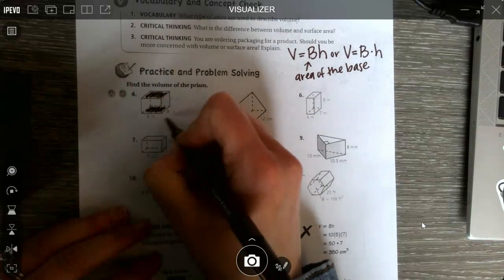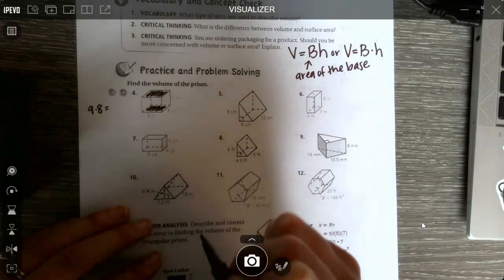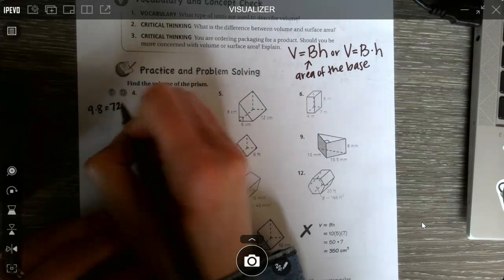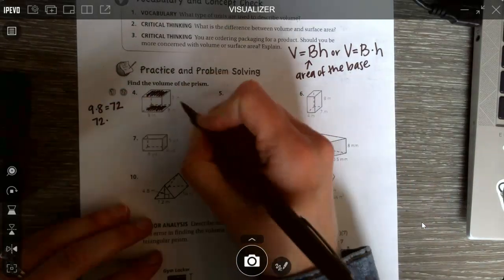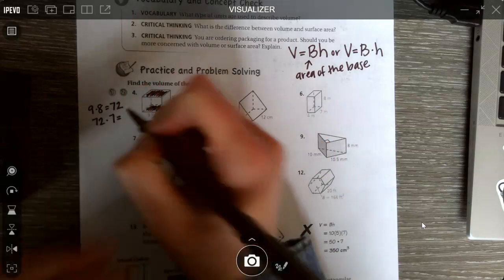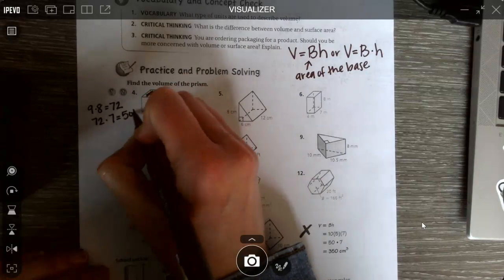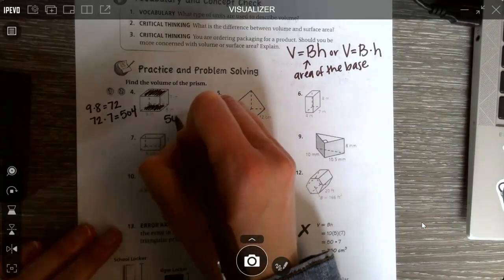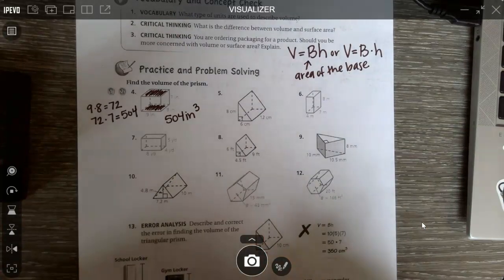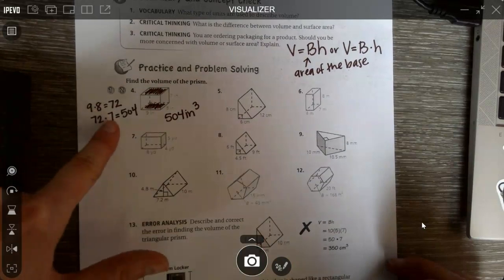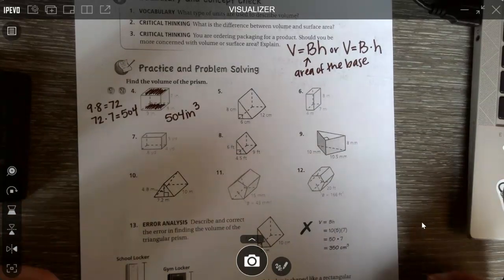Well, area of a rectangle, because it's a 9 by 8, is going to be 9 times 8. 9 times 8 in your calculator, or you should know that fact, is 72. So that's the area of the base. The other thing I need is the height. So I'm just going to do 72 times 7. I'm going to use my calculator. 72 times 7, I get 504. So my answer is 504 inches cubed. Notice I use a 3 for volume. Okay? Also see, I did 9 times 8 times 7. So that's if you have a rectangular or a cube.